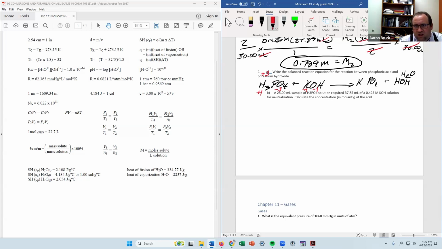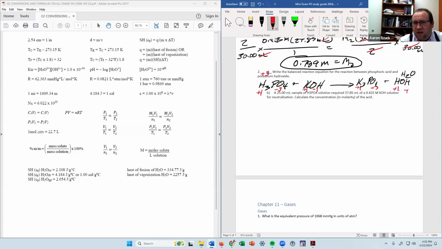Now, the question is, what are the formulas? Are we correct? Potassium is positive 1. The phosphate was negative 3. So I'm going to need 3 potassiums to balance that out. And hydrogen is positive 1. Hydroxide is negative 1, so they balance each other already.